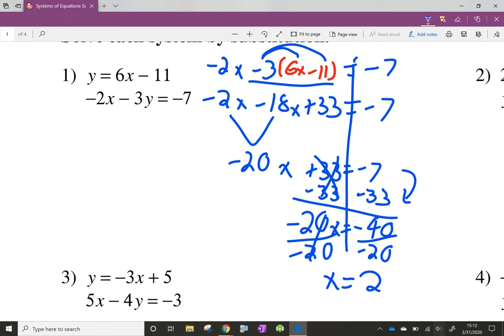Now keep in mind my answer is an ordered pair. It's going to be an xy point. It's an ordered pair. The x value here is 2. So the x value I'm going to plug into my ordered pair is 2. Now how do I figure out what y is? Well, this is the easy part of the problem.